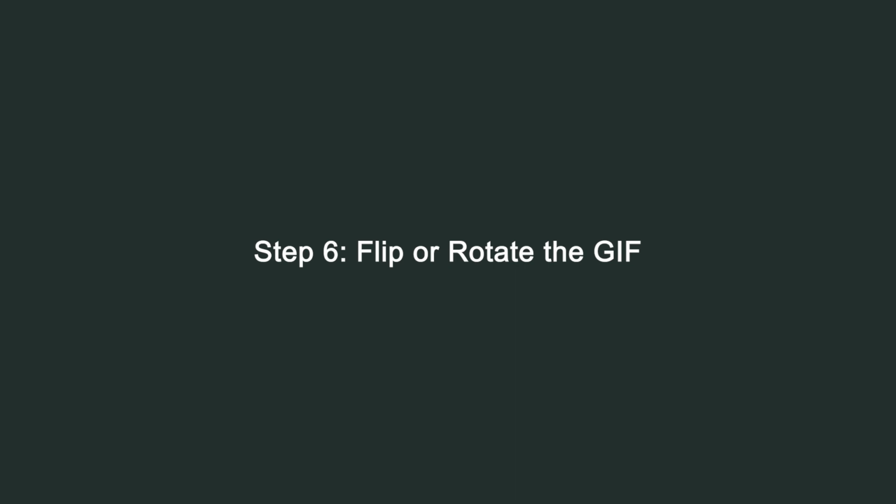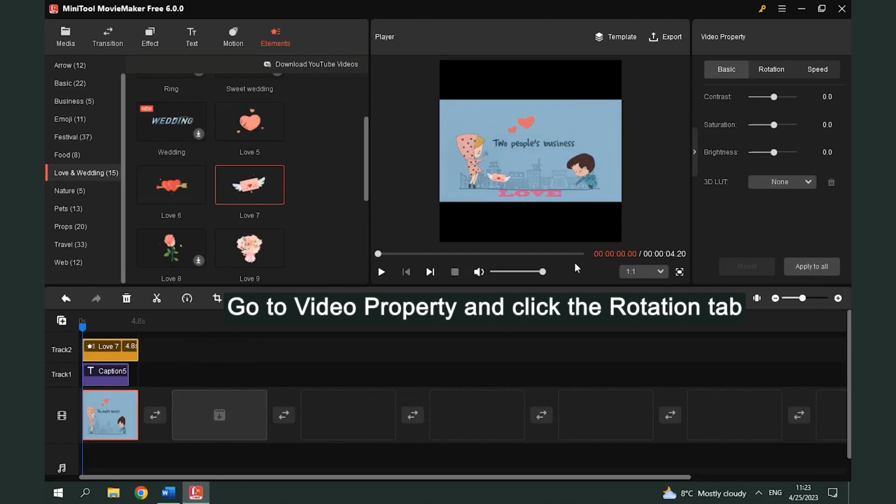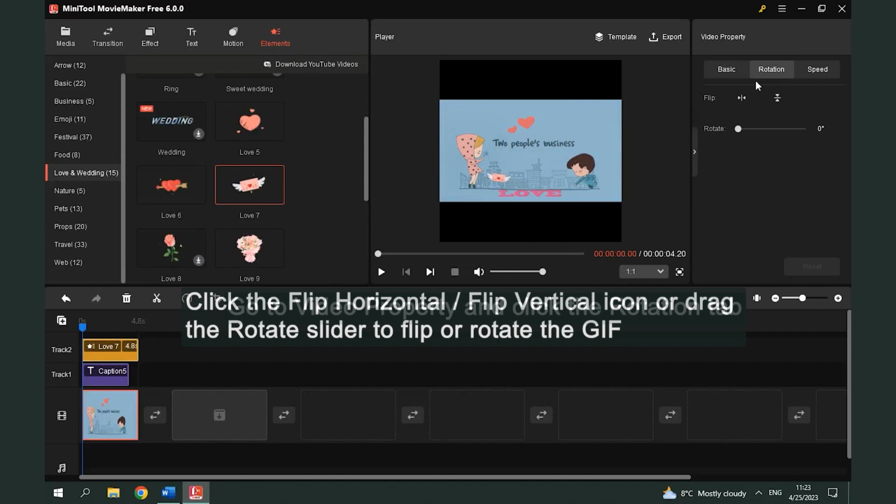Step 6. Flip or rotate the GIF. Click the GIF on the timeline to highlight it. Go to Video Property and click the Rotation tab. Click the Flip Horizontal or Flip Vertical icon or drag the Rotate slider to flip or rotate the GIF.